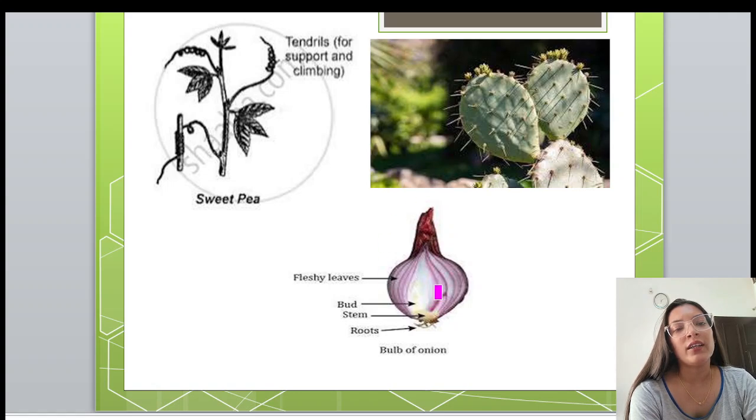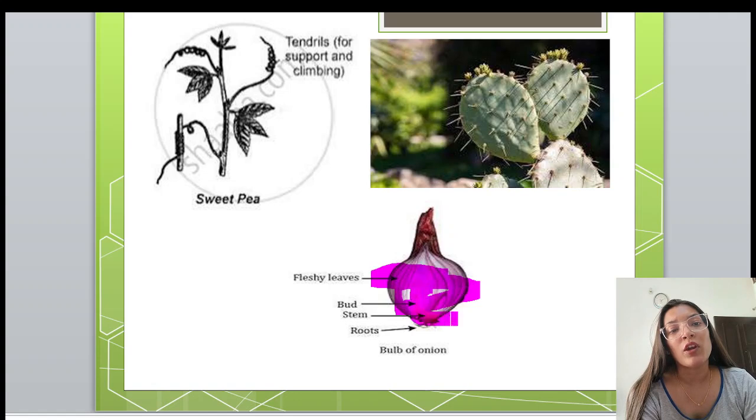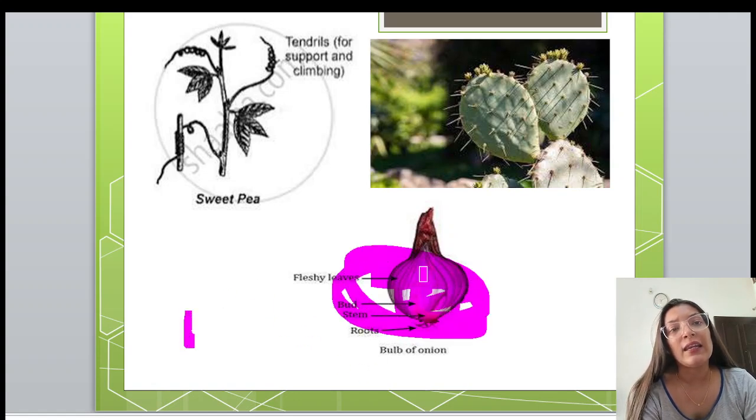Now, with the onion, you know that you are eating the onion, and do you realize that you are eating the leaf part of the onion plant? So the leaves have been modified into storage structures, because when you're eating the onion, you're getting some sweet taste, and that sweet taste is because the leaves of the onion are storing food material. So these types of leaves which are modified to store food material are called scale leaves.